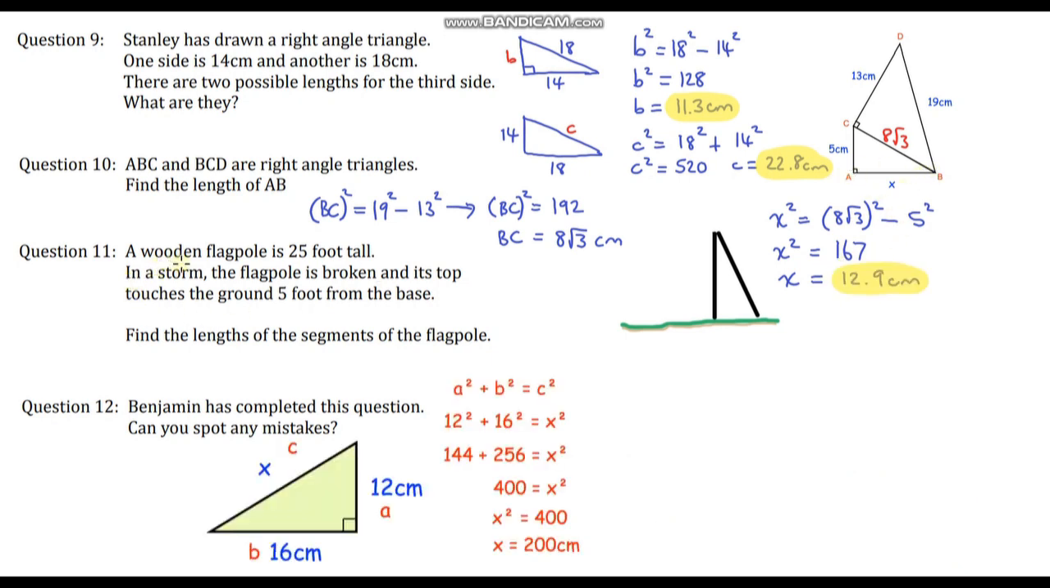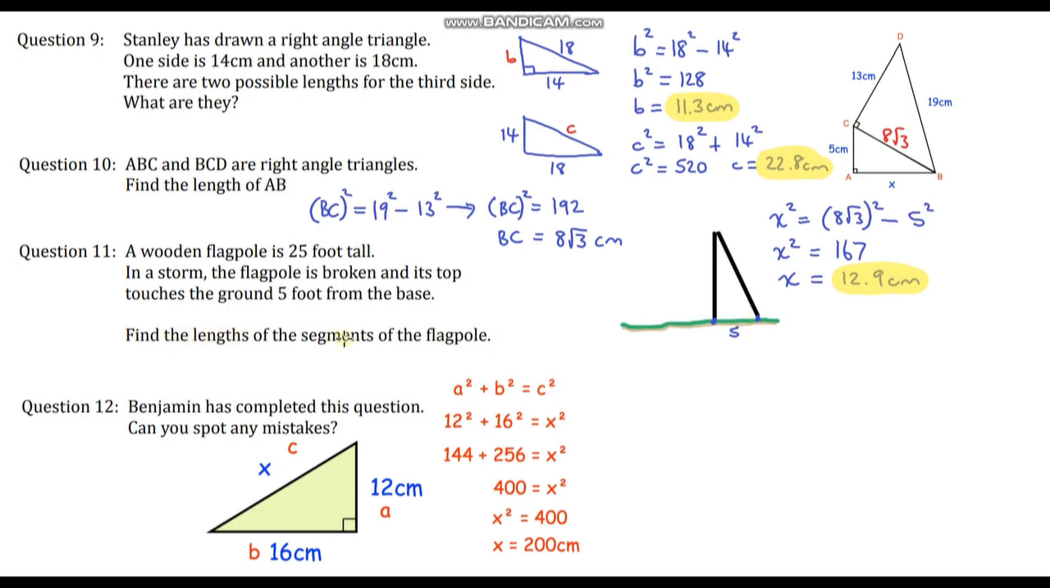So question 11, a wooden flagpole is 25 foot tall. In a storm, the flagpole is broken and its top touches the ground 5 foot from the base. So this is our flagpole, it's been broken off by the storm. So this is the base of our flagpole. It was up here originally, but after it's been broken, the top of our flagpole is now going to be down here. And it says the top touches the ground 5 foot from the base. So this distance is 5.